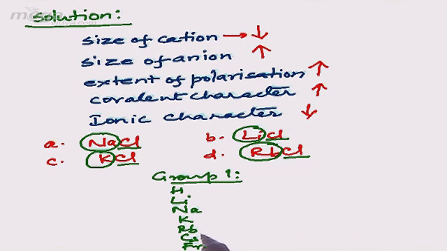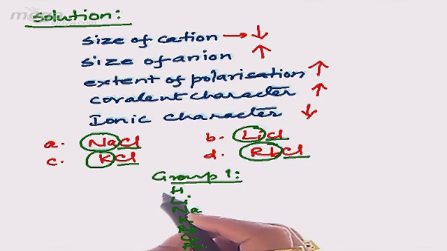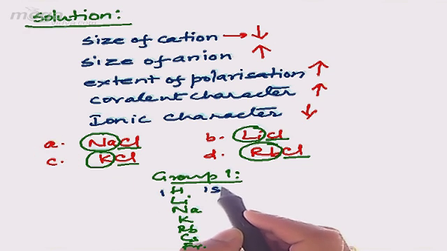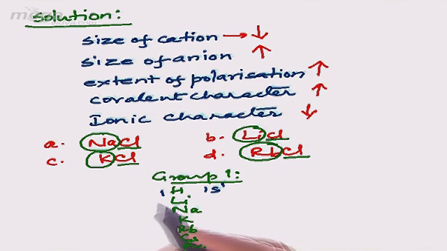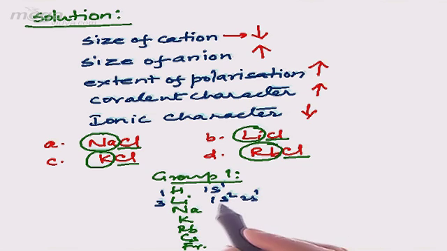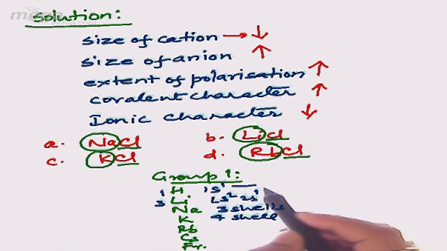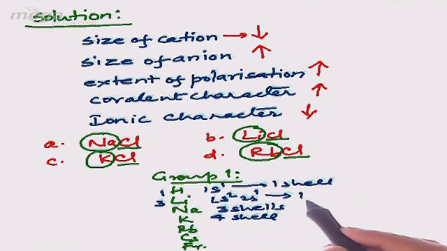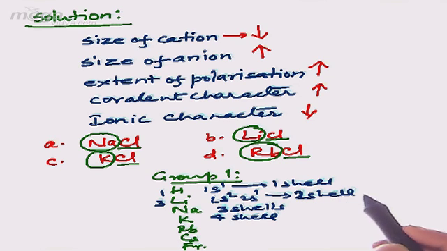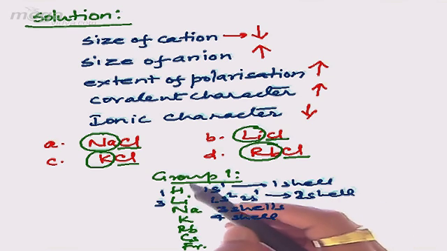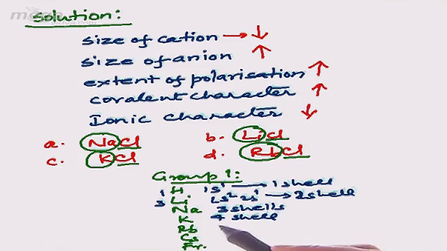The reason for the increase in size is the increase in the number of shells. For hydrogen the atomic number is 1, so its configuration will be 1s1, that is it will have only 1 shell. Lithium will have 1s2, 2s1, so it has 2 shells. Similarly, sodium will possess 3 shells, potassium will have 4 shells, and as we move down the group there will be an increase in the number of shells, and with the increasing number of shells the atomic radius or the size of the atom also increases.